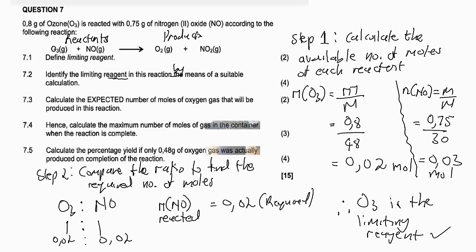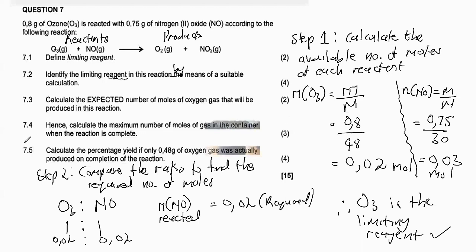Right. So just like that, you have your 4 marks. So make sure you follow those 2 steps. Number 1, you calculate the available number of moles of each reactant. And then number 2, you compare the ratio to find the required number of moles.